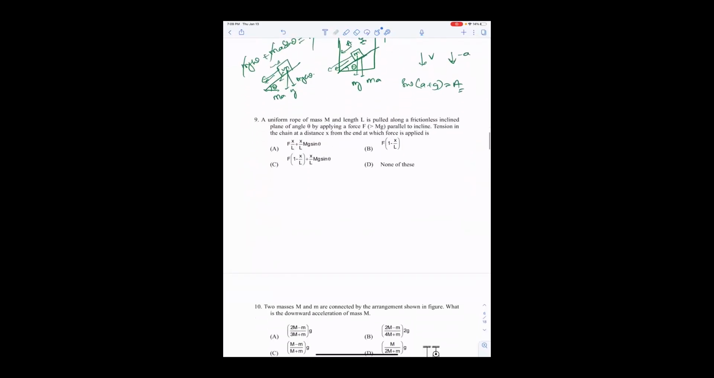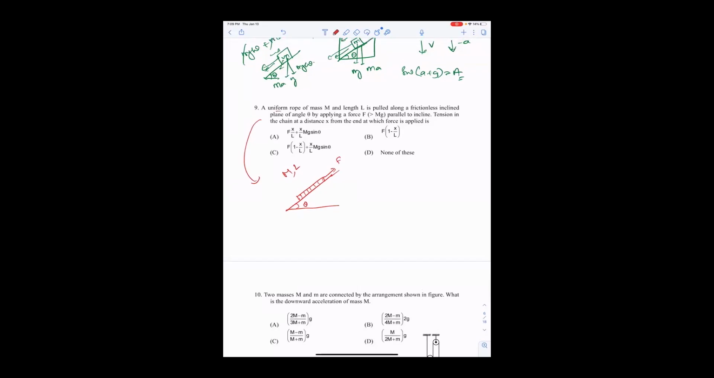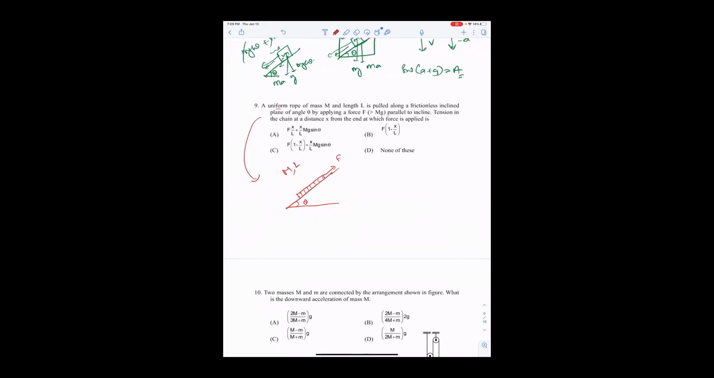Next one. A uniform rope of mass m and length L is pulled along a frictionless inclined plane of angle theta. There is a frictionless inclined plane, angle theta. There is a chain, I have drawn it something like this. Total mass m, total length L. Force F parallel to the inclined plane. So I'm just converting the question into a diagram. To understand statement by statement, uniform means everywhere it is the same mass per unit length. Okay.